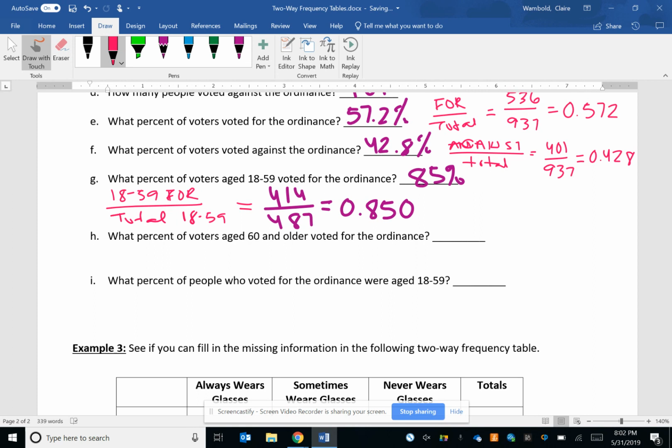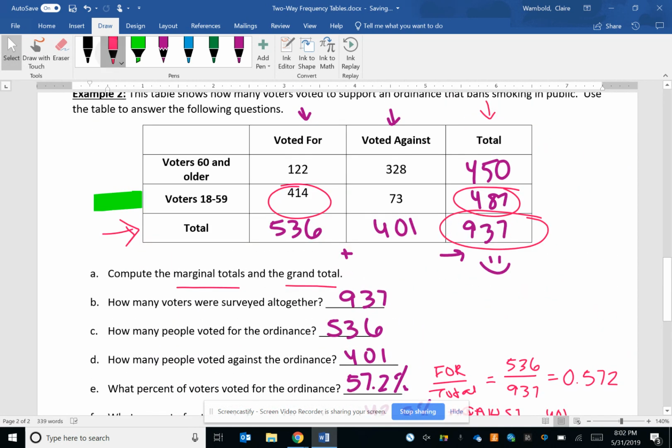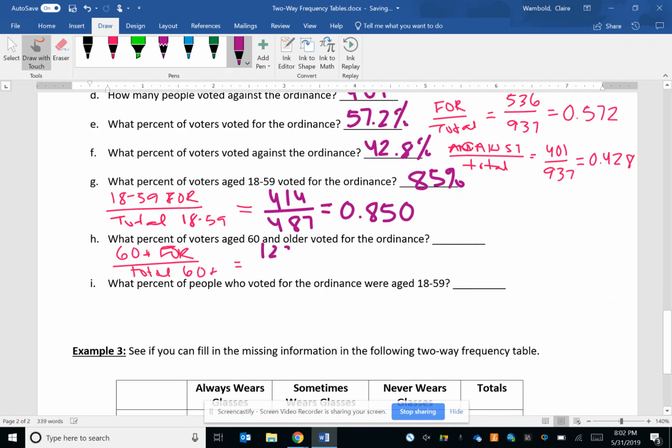Part H, what percent of voters aged 60 and older voted for the ordinance? So now we're looking at how many 60 and older voted for, divided by the total number of people who are 60 and older. So again, we're kind of ignoring the other row. We're just focusing on that 60 and older. So there were 122 out of 450. So that's the proportion we're going to start with. 122 divided by 450, which is 0.271 or 27.1%.